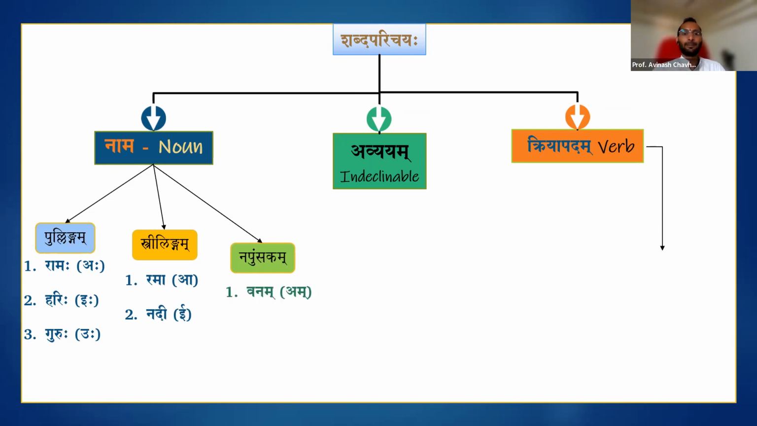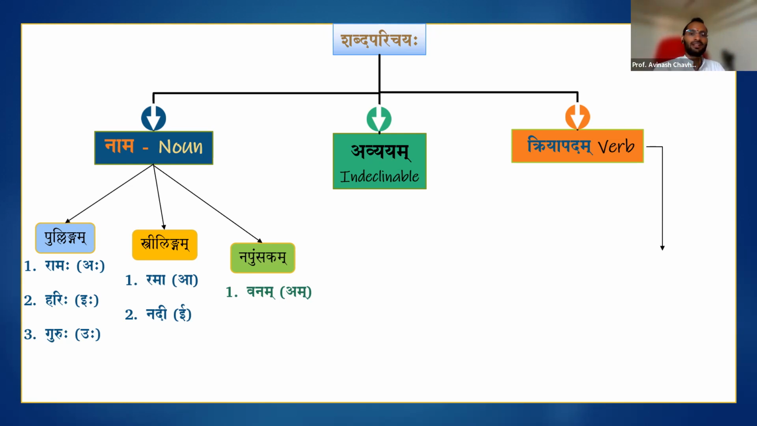Third category is napusaklinga noun, right? In napusaklinga, mainly those words which are ending with ma. You will find ma at the end of words like vanam, patram, pushpam, phalam, etc. So all these nouns are categorized into one part which is known as noun. Within noun: pullinga, strilinga, napusaklinga.